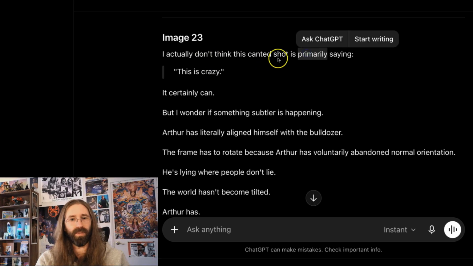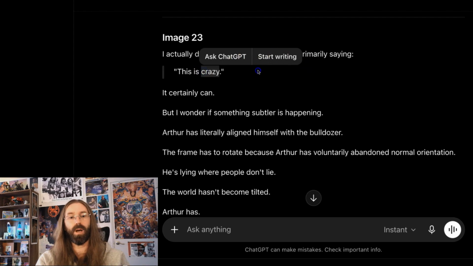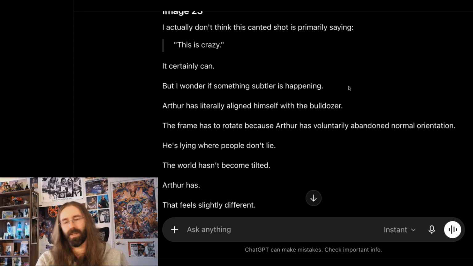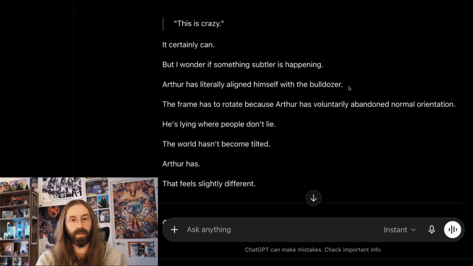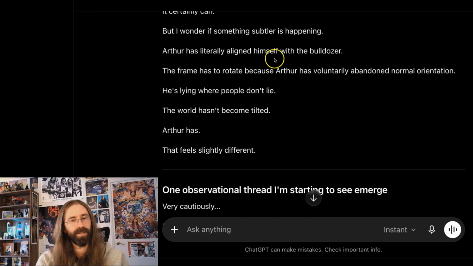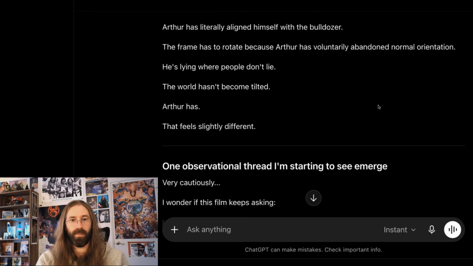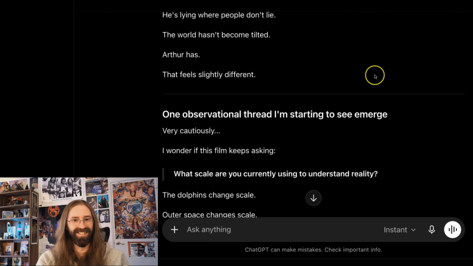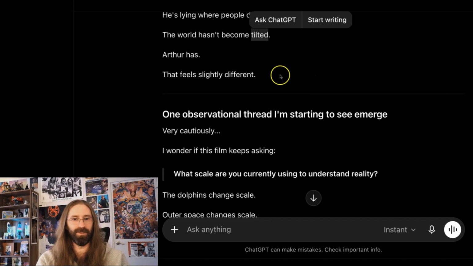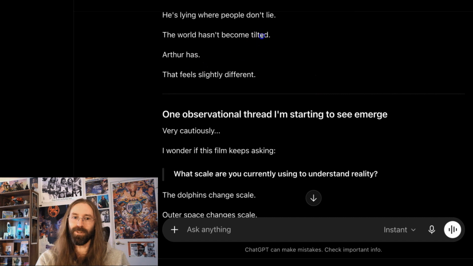I don't think the canted shot is primarily saying it's crazy, but canted shots often suggest something is off: craziness, insanity, absurdity. Okay, what is it noticing? Arthur has aligned himself with the bulldozer, although you could also say he's placed himself perpendicular to the bulldozer. The frame rotates because Arthur has abandoned normal orientation. Interesting. He's lying where people don't lie. Yeah, that's for sure. The world hasn't become tilted. I don't think the double meaning of the word tilted here is intentional, but I think it's significant. Arthur is certainly tilted.